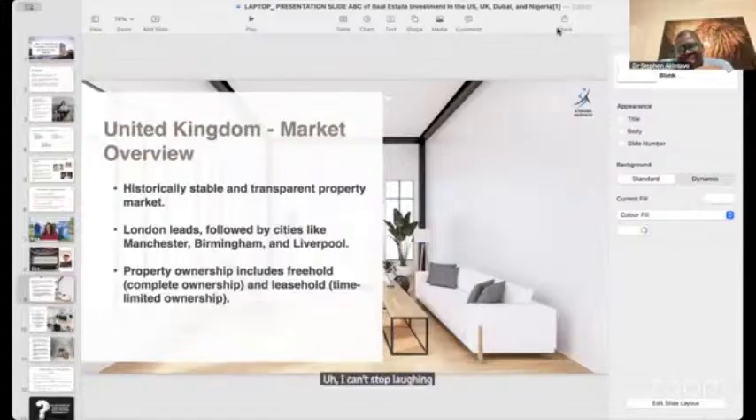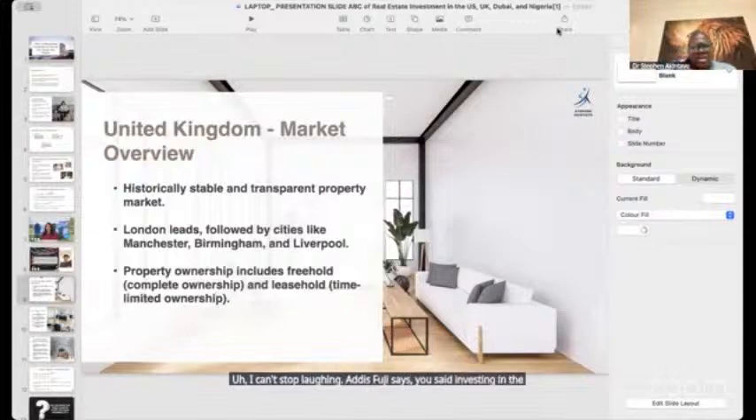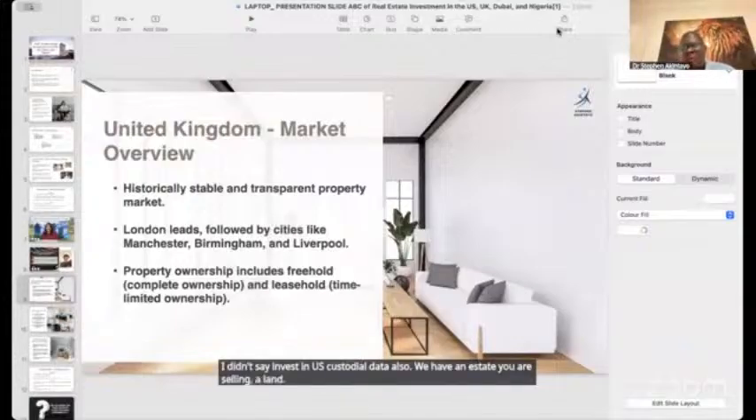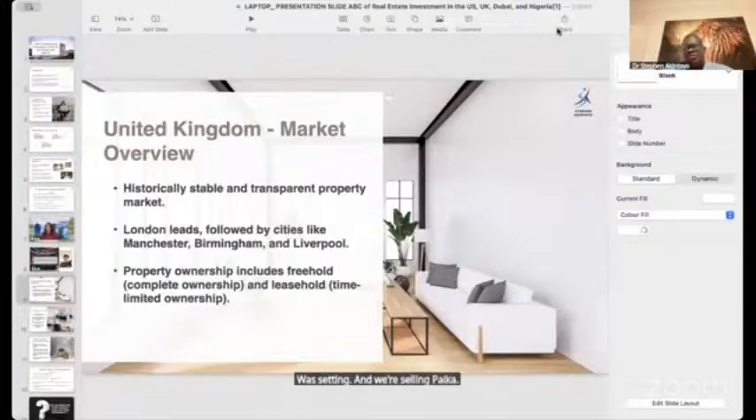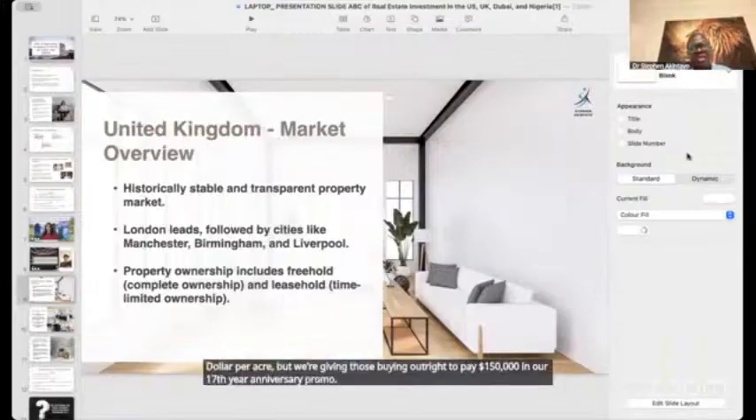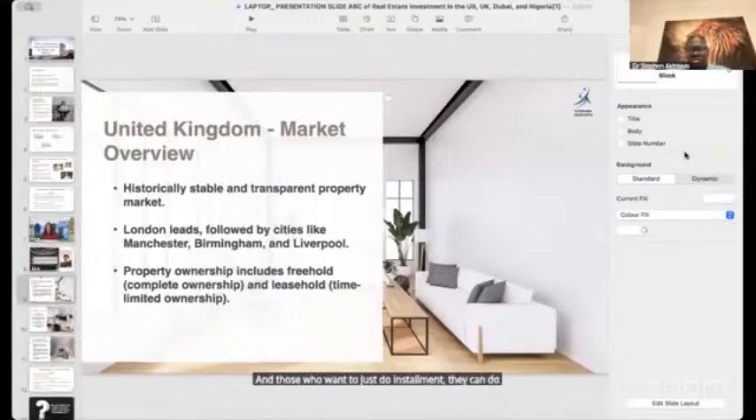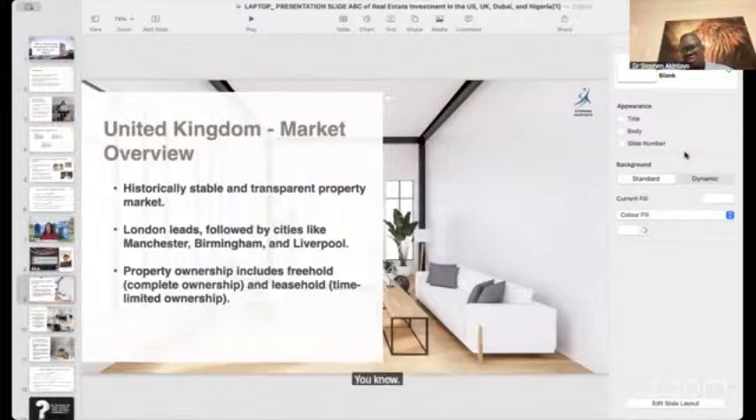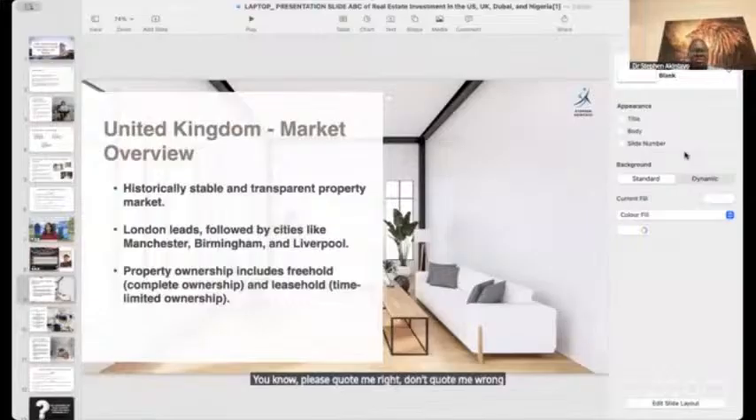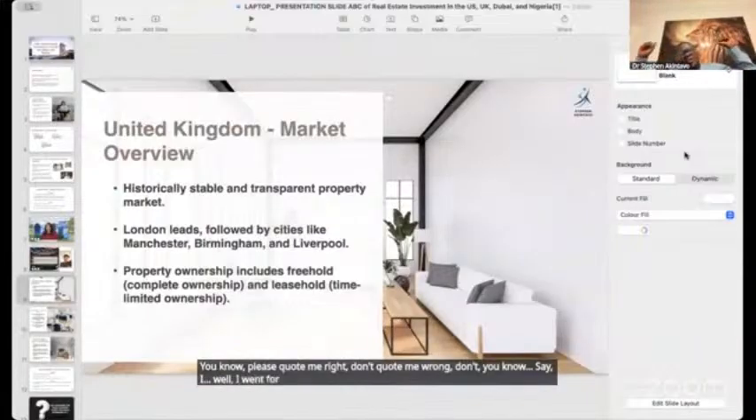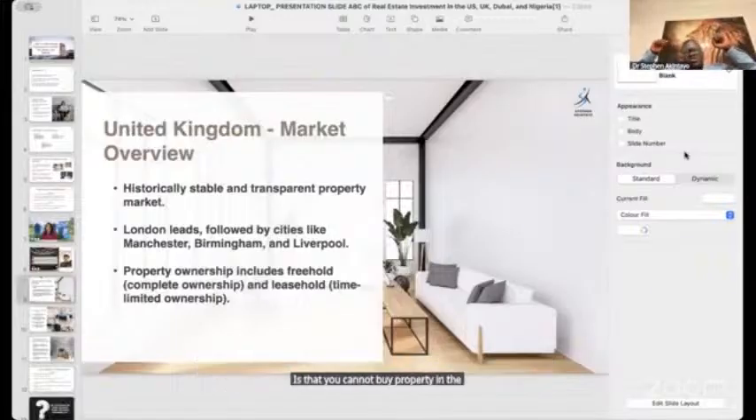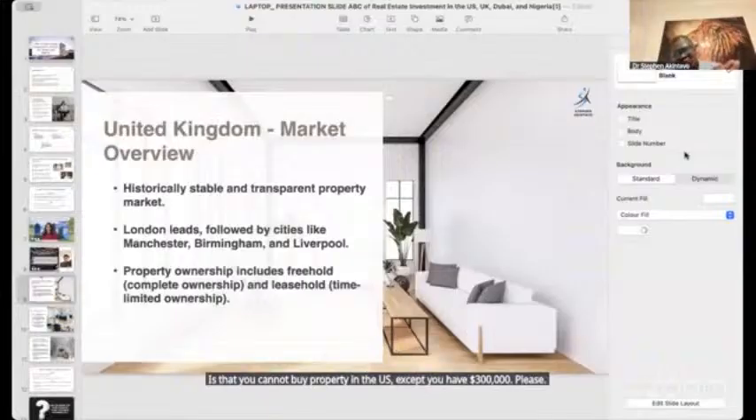I can't stop laughing. Adesh Shuji says, you said investing in the US costs 300. I didn't say investing in the US costs $300,000. We have an estate, a land we're selling per acre, and it's going for $300,000 per acre, but we're giving those buying outright $150,000 in our 17th year anniversary promo. And those who want to do installments can do $200,000. I hope that's clear. Please quote me right. Don't say I went for Dr. Stephen's webinar and he said you cannot buy property in the US except you have $300,000. Please. This social media doesn't tire me because people just misquote.